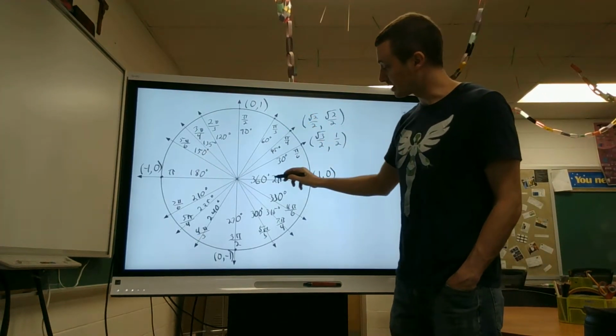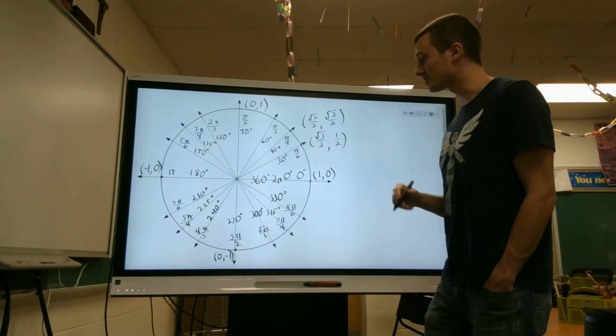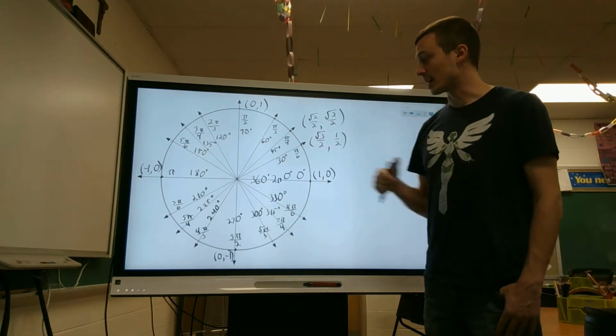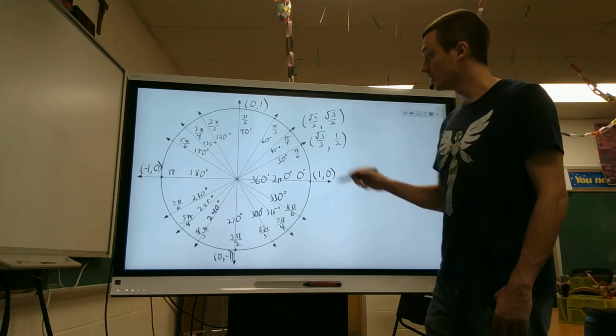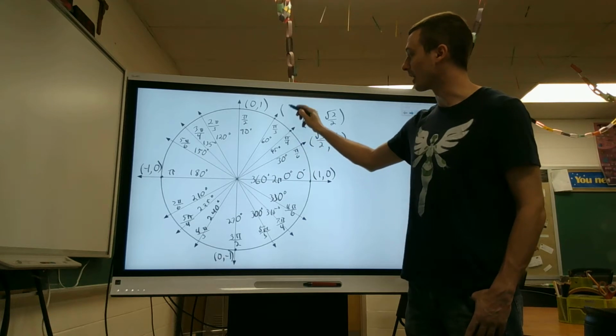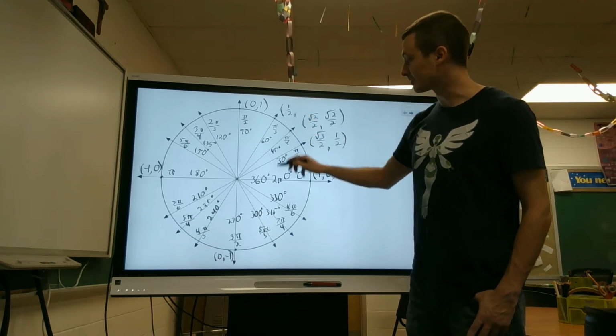For this 60-degree angle, it's almost exactly the same as the 30-degree angle, but it's kind of flipped. So now the x distance would be the small leg of the triangle, which would be 1/2, and the y distance is the square root of 3/2.